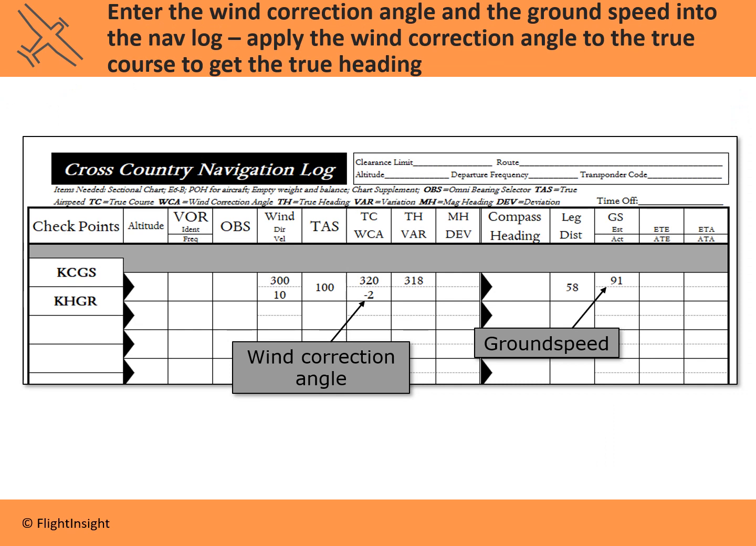Now let's put those two figures that we computed from the E6-B into the NavLog. So we figured a wind correction angle of negative 2 degrees. That's going to go in that spot right there, the wind correction angle box, and we'll apply that negative 2. We'll basically subtract it from the true course to get our true heading of 318 degrees. And we can also park that ground speed figure, 91 knots, into that ground speed estimated box there a little bit more on the right.